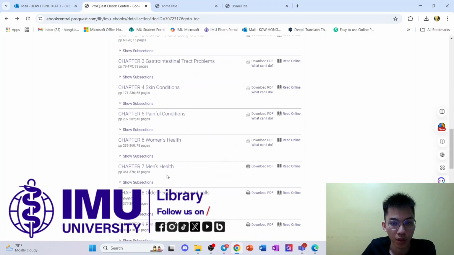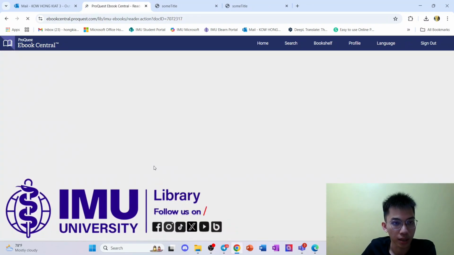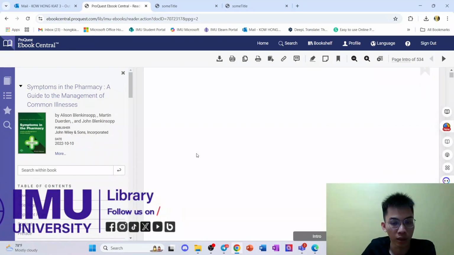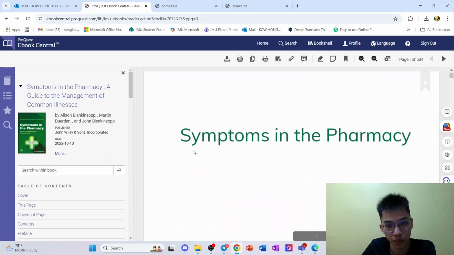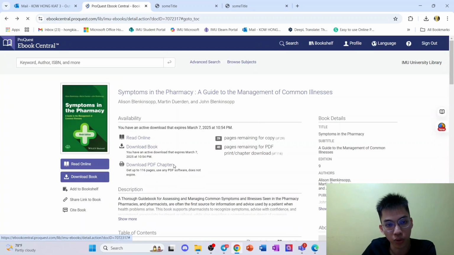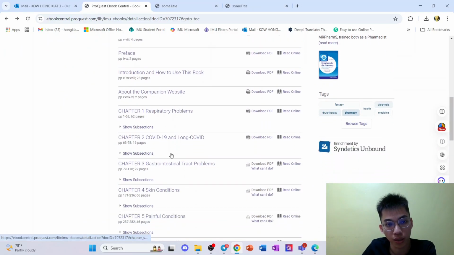red flag symptoms. So how could you access this ebook? Basically, you can read online. You can click over here and you can directly read online via this website without even downloading this ebook. If you find this quite inconvenient for you, you can even download the book or download the PDF chapter. So for example, if you are interested in learning about respiratory problems, you can click download PDF here.